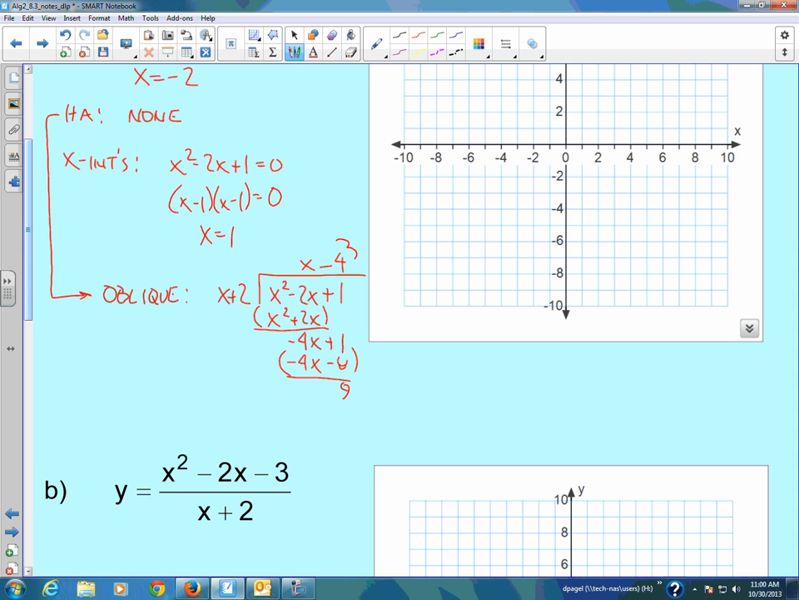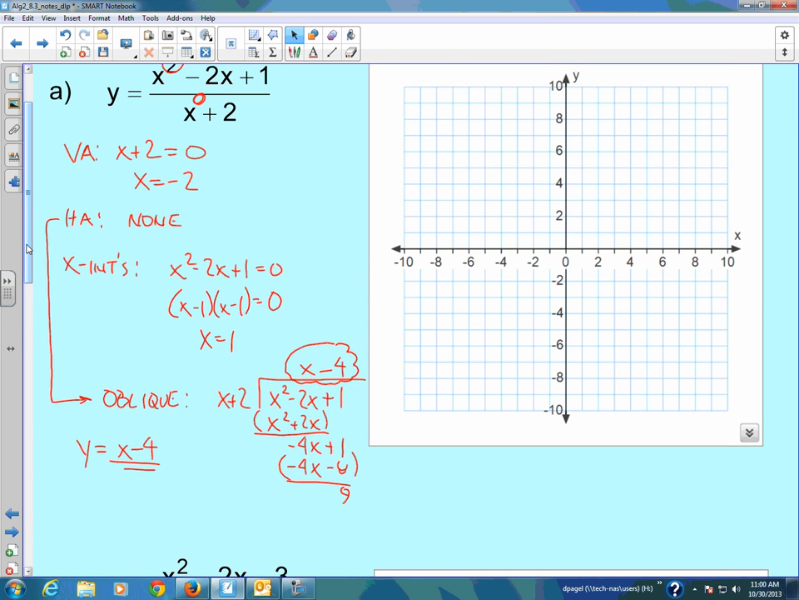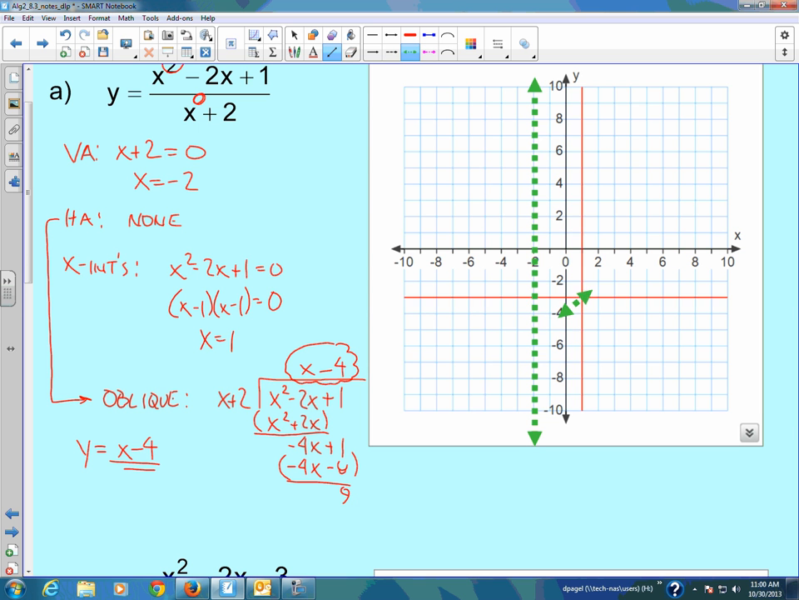But the quotient without our remainder is really what we're looking for. That becomes the equation of our oblique asymptote: y is equal to x minus 4. So let's put all of our asymptotes in here. We have a vertical at negative 2. There we are, negative 2. And we have this oblique asymptote, in slope-intercept form, that starts at negative 4 and has a slope of 1.